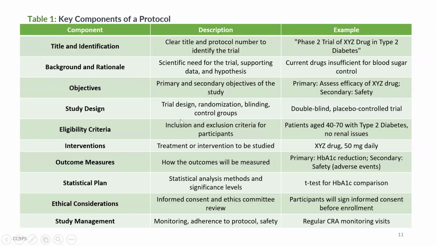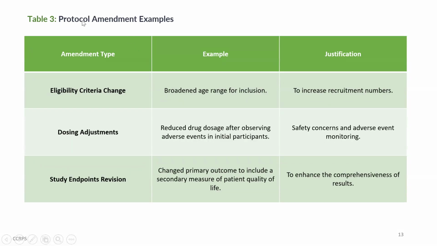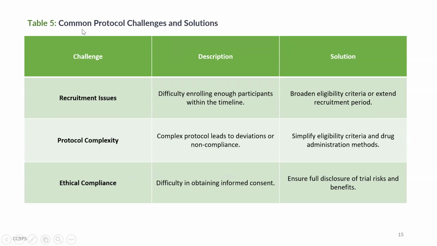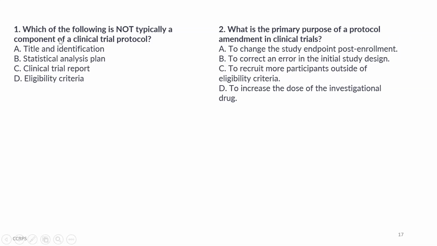Summary table or tables. Here we have a table on key components of a protocol, a table on protocol deviation examples, table on protocol amendment examples, a table on application of protocol and study conduct, a table on common protocol challenges and solutions, and then we have the MCQs, multiple choice questions, in order to revise what we have covered through this lecture. Question 1.